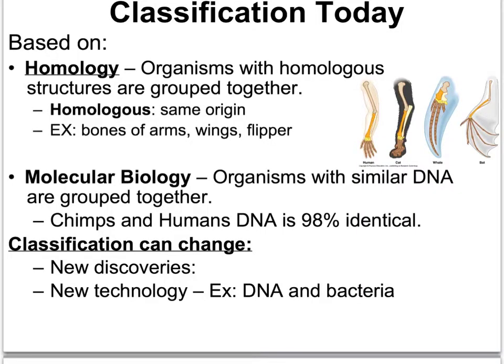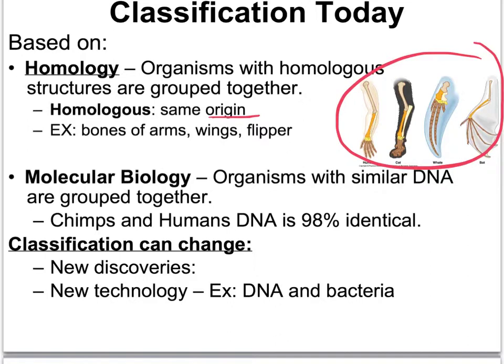So hopefully you remember that in evolution we talked about homology when we're looking at homologous structures, and then also how molecular biology supports evidence for evolution. Remember that homology, we are looking at organisms with homologous structures, and we tend to group those organisms together. Remember that homologous means that they have the same origin. And so when we look at the bones of the arms in the human, wings in birds, or the flippers in whales and dolphins, they are all composed of the same bones. Okay, these are homologous structures.